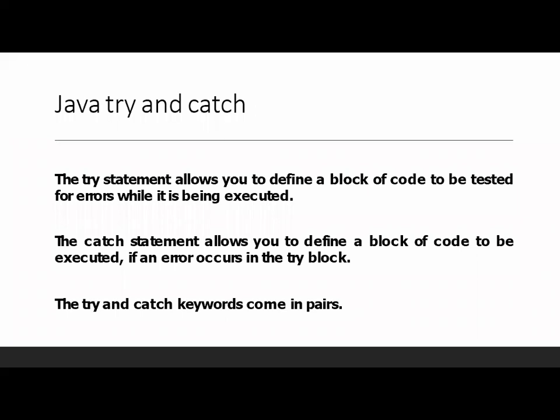Next one, try and catch block. Try contains the block of code to be tested for errors. If an error occurs, catch handles and executes it. Try is the start of the block and catch is at the end of the block. Try block to handle the exception. It comes in pairs only.